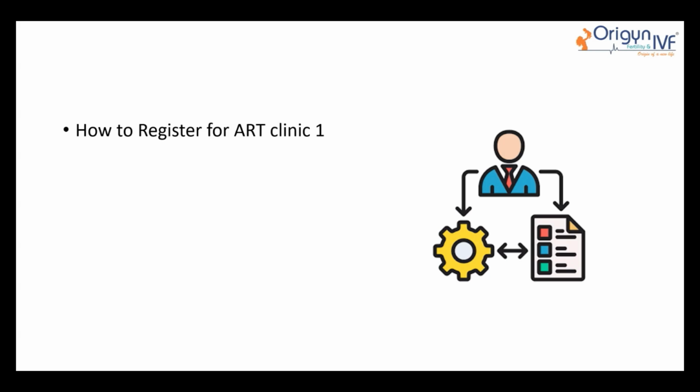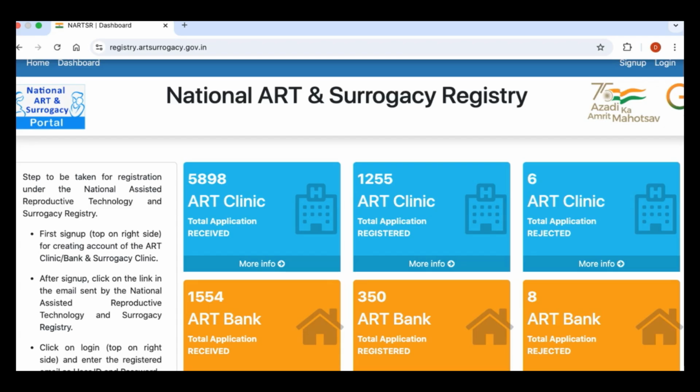How do you register? So you have decided, you have the required person, which is just one gynecologist. You have the required infrastructure, and the equipments are not very expensive. How to register? Next slide. For that, you have to go on this portal, which is the National ART and Surrogacy Registry, and register there. Please, next slide.